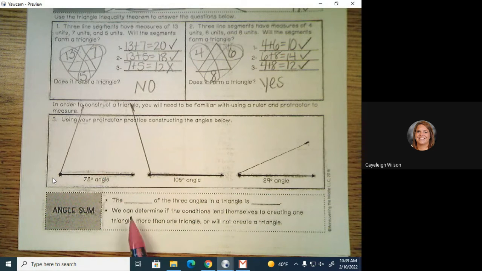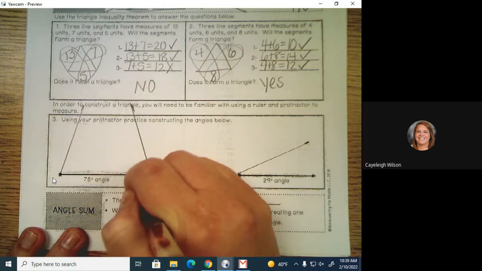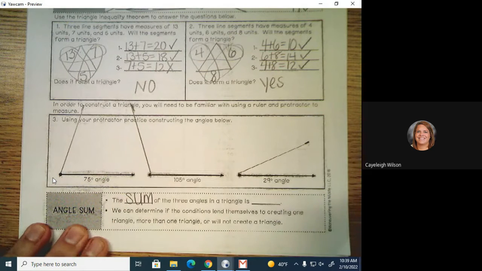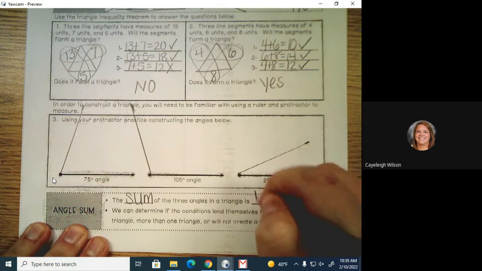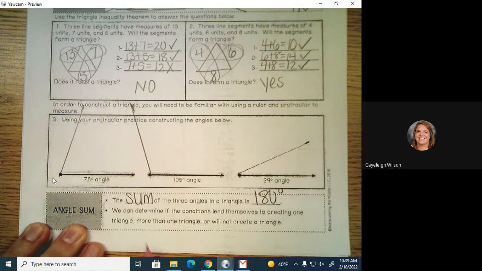Okay, so keep going here with the notes, a reminder, and this is something we've been talking about for days, the sum of all three angles in a triangle is always 180. So it says we can determine if the conditions lend themselves to creating one triangle, more than one triangle, or will not create a triangle. So that's what we talked about yesterday.